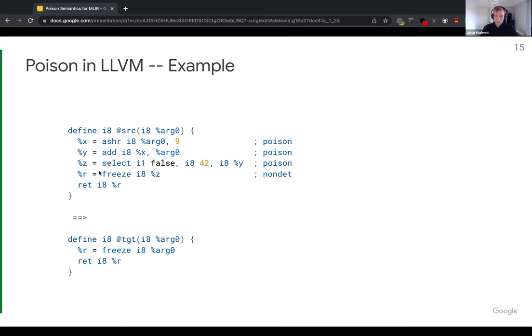And here we freeze the result of the selection. Once we freeze, this should be any non-deterministic value. So for example, it would be valid to eliminate all of this code that does shifting, arithmetic, and selection, and instead just freeze the argument and return it. If you have transformations like this in mind, you can put it into Alive and it will tell you whether this is valid or not.